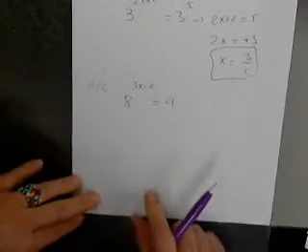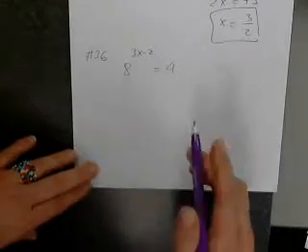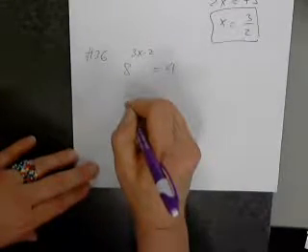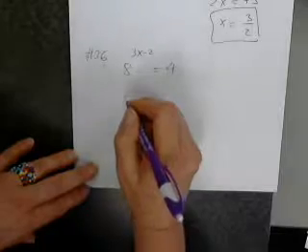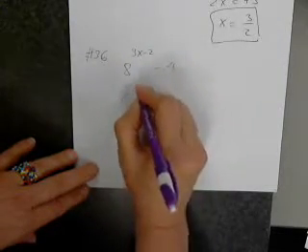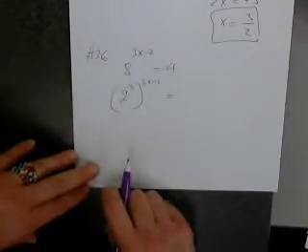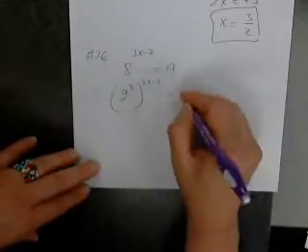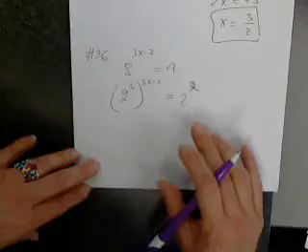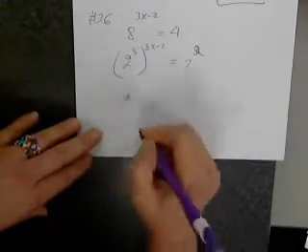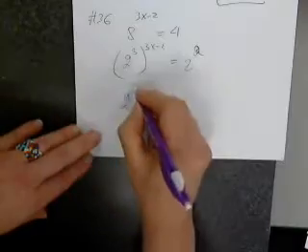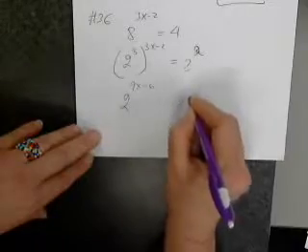Can anyone give us the left-hand side? Very good. Everything raised to 3x minus 2. Can anyone give us the right-hand side? Good. So now the left-hand side, 2 raised to, and the right-hand side, 2 squared.